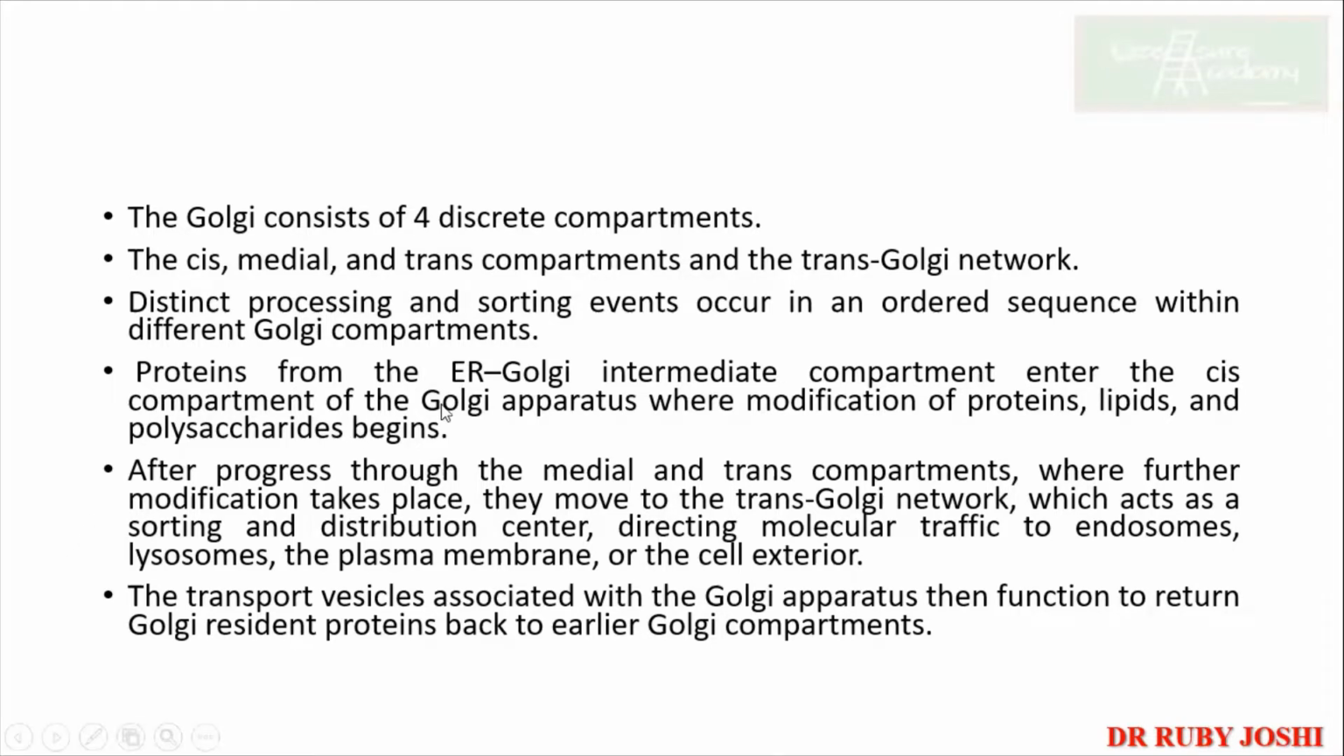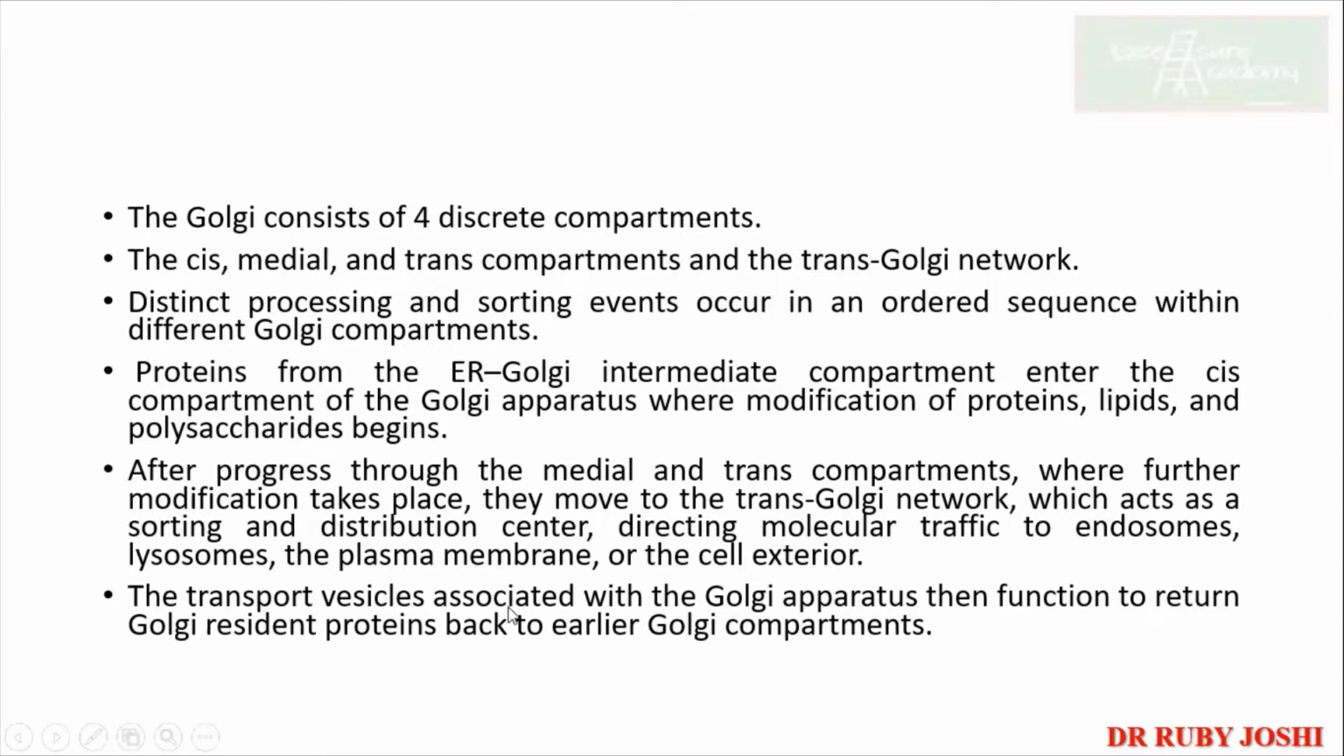So proteins from the ER-Golgi intermediate compartment enter the cis compartment of the Golgi apparatus, where modification of proteins, lipids, and polysaccharides begins. Okay. After that, they are processed through the medial and the trans compartments, where further modification takes place, and they move to the trans Golgi network, from where they are distributed to the different organelles.